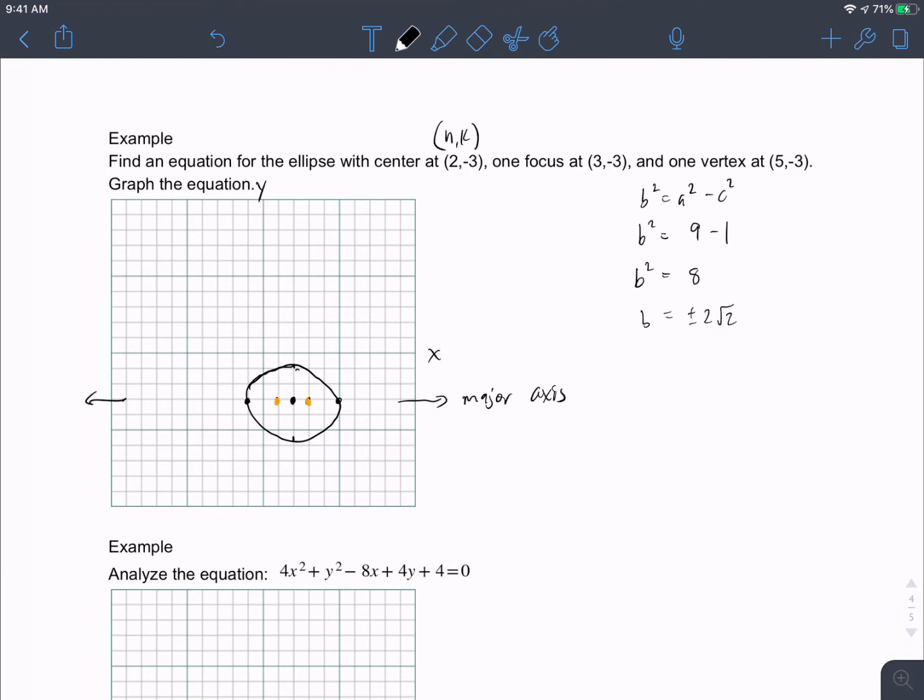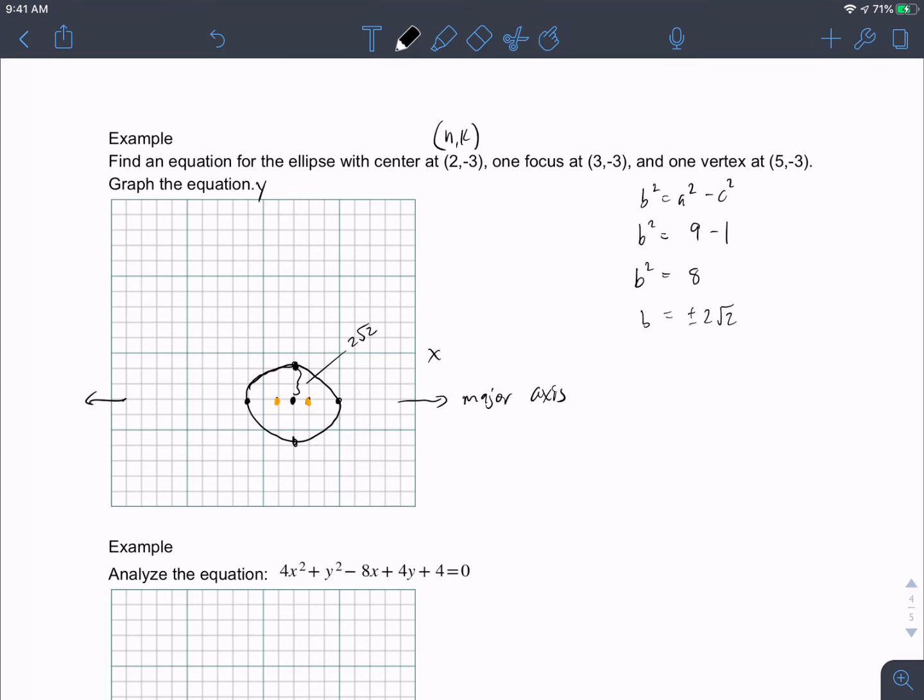Now, this 2 radical 2, what you're doing with that point is you're adding, and it's important that I point this out, this gap distance is 2 radical 2. So to get the minor vertex point, you'd have to add 2 radical 2 to the center value for y. So you'd have to add it to this 3. Does that make sense? So I'd have -3 plus 2 radical 2, and then I'd have -3 minus 2 radical 2. And those would be the y values for the vertices along the y-axis, the minor axis.